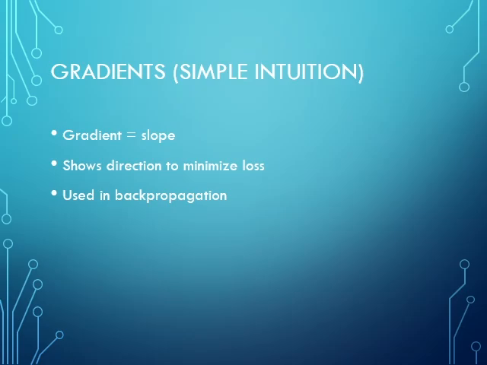Gradients, very interesting. Gradients are simply slopes. They tell us how much and in which direction we should update weights. If the gradient is large, the weight has a big effect on loss, and if it's small, it doesn't affect the loss much. Backpropagation uses gradients to update every weight in the network so that the loss decreases.